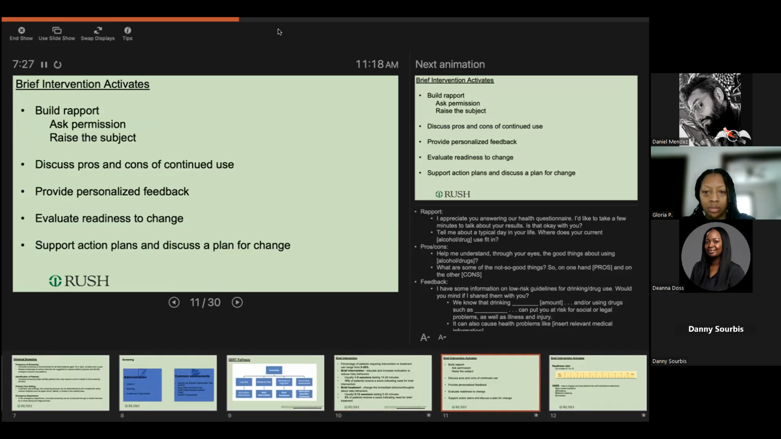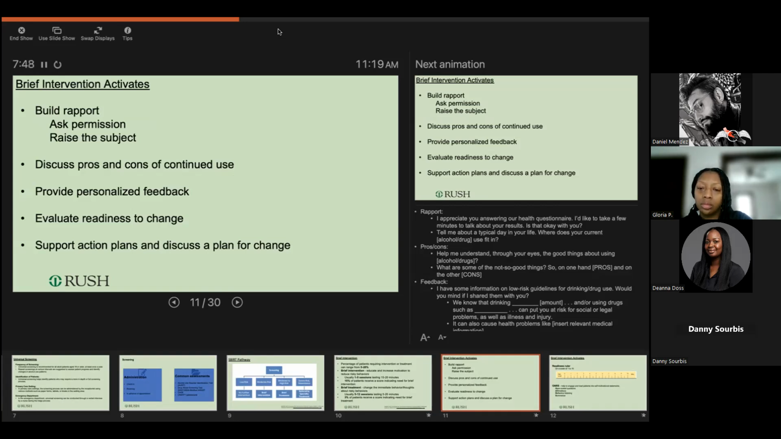Brief intervention also discusses the pros and cons of continued use. You want to ask, help me understand, through your eyes, the good things about using alcohol and drugs, and what are some of the not so good things. So on one hand, you have the pros, and on the other hand, you have the cons, and they can see how one outweighs the other.